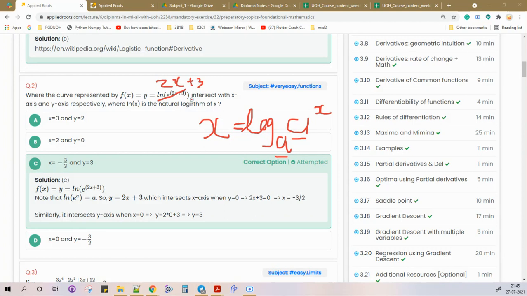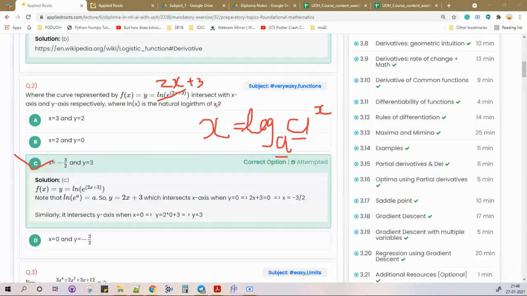Now they are asking at which point it intersects with the x-axis and y-axis. So just put y equal to 0, then you get x equal to minus 3 by 2. And if you put x equal to 0, then you get y equal to 3. So this is the answer. Correct? Because this is the equation of the line y equal to 2x plus 3. So you just need to put x equal to 0, then y equal to 0, then you can get the answer.